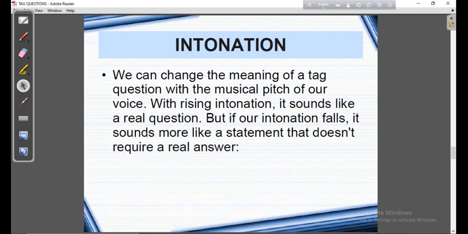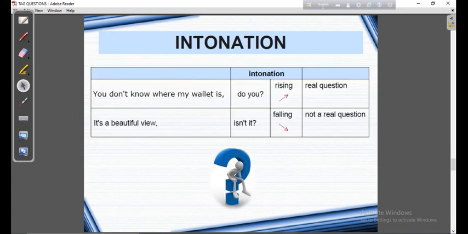Intonation: we can change the meaning of tag questions with the musical pitch of our voice. Sometimes our voice rises and sometimes our voice falls, or decreases. With rising intonation, it sounds like a real question, but if our intonation falls, it sounds more like a statement that doesn't require a real answer. Sometimes while making questions, our voice rises and then it is a real question, but when our voice falls, it is not a real question.